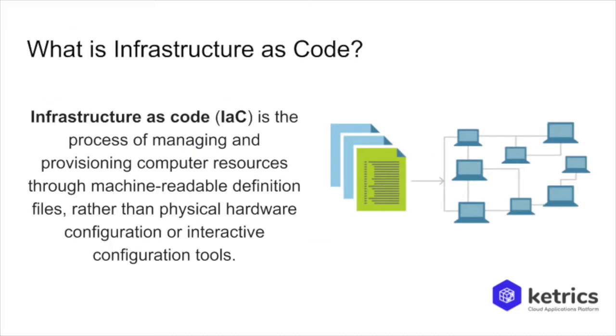So what is infrastructure as code? Infrastructure as code is the process of managing and provisioning computer resources through machine-readable definition files, rather than physical hardware configuration or interactive configuration tools. It's a way for you to describe your infrastructure using high-level configuration syntax. This allows you to treat your cloud infrastructure as you would with any other code.